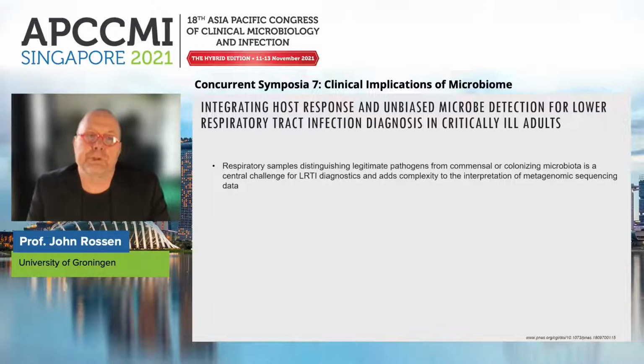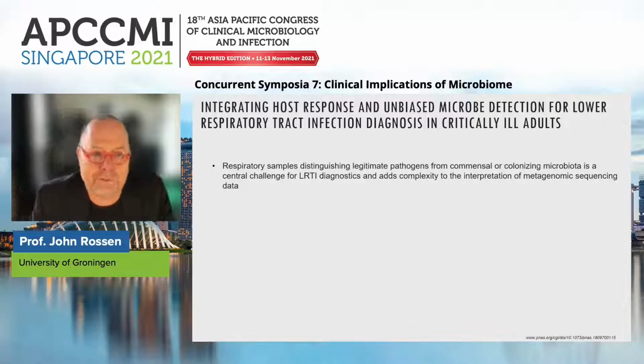Another interesting approach is, because with metagenomics, as I didn't tell you, we do not only sequence pathogen DNA, but also the host DNA. Now, can we use the sequencing of the host DNA, RNA, to make a prediction of what is causing the disease? So can we integrate host response and unbiased microbe detection for lower respiratory tract infection diagnosis in critically ill adults? This is a paper in Proceedings of the National Academy of Sciences by other authors.